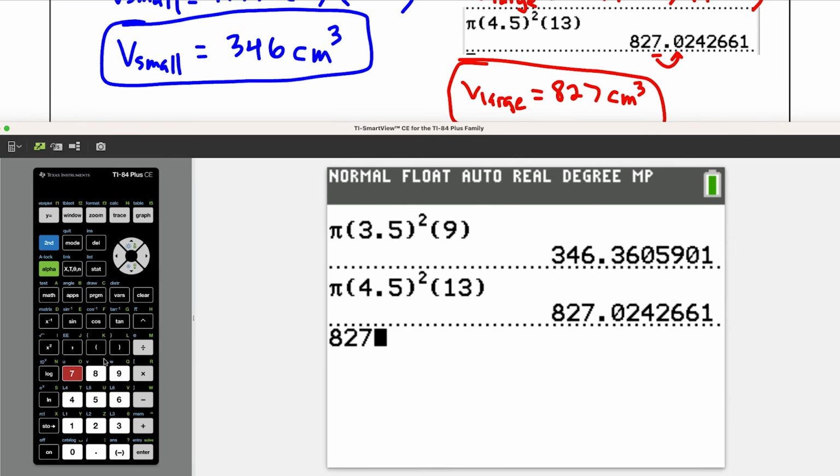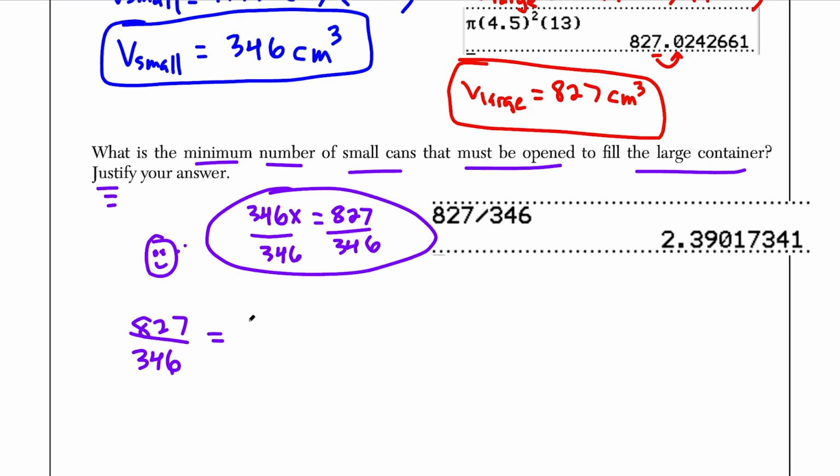We have 827, and we're dividing by 346. So now we can record the number. We have 2.39017341. And they want to know, what is the minimum number of small cans? So we look to the ones place, and to the right is a 3. So we should round down to 2.